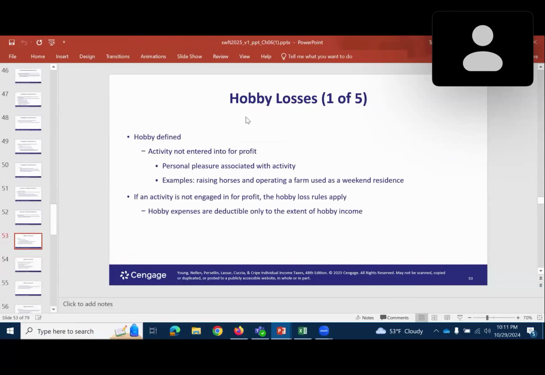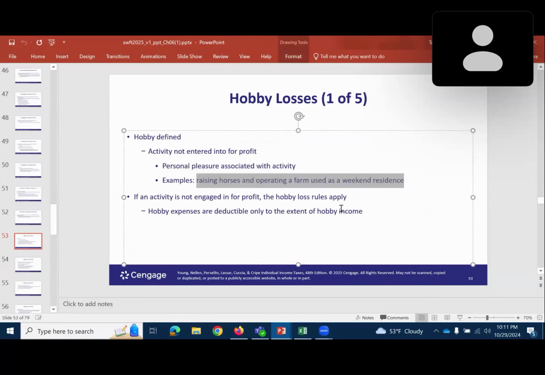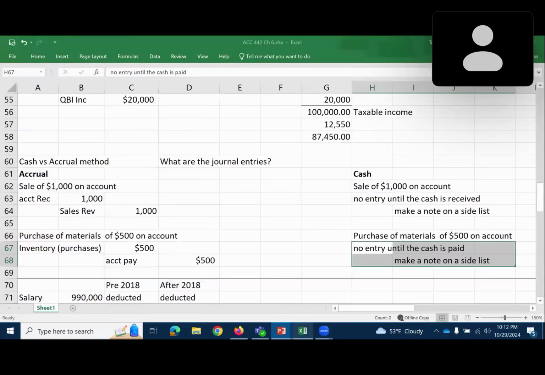Hobby losses. In more detail, you're active, but you're not entered into for profit. You're basically doing it for personal pleasure, like raising horses, operating a farm, or a property used for a weekend residence. You know, it's not something that is your main business or your second side business that you want to make money from. If the activity is not engaged in for profit, the hobby loss rule applies. Your hobby expenses are deductible only to the extent of hobby income.